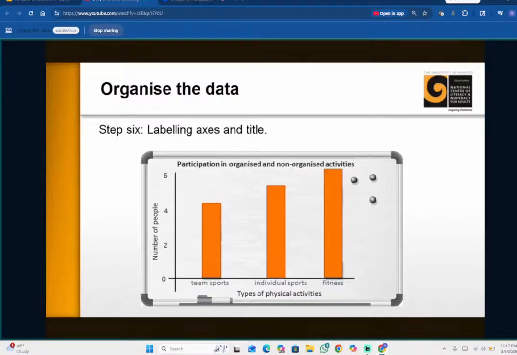So the title at the top there is participation in organised and non-organised activities. And we've got the bottom axis, which we've called the types of physical activities. And on the side, the number of people doing them. At the end of all this, we have a graph written on the whiteboard that they've constructed themselves out of their own data, labelled, and now we can see how it works.